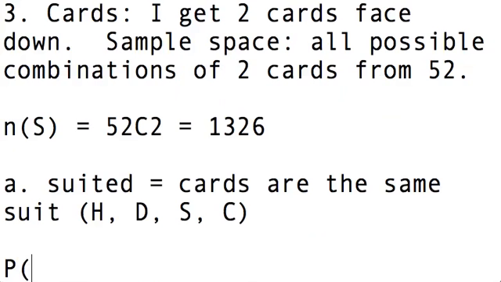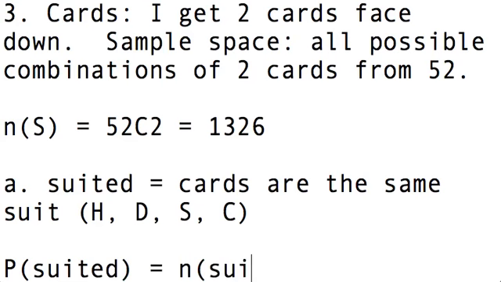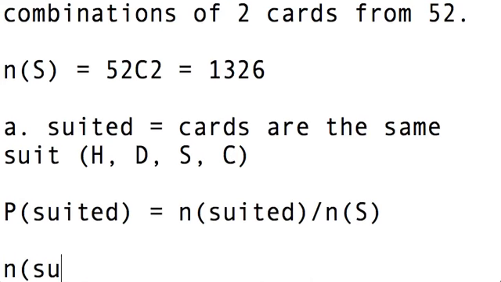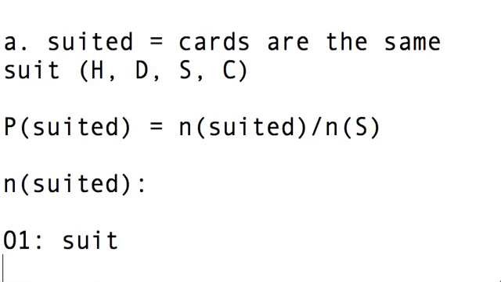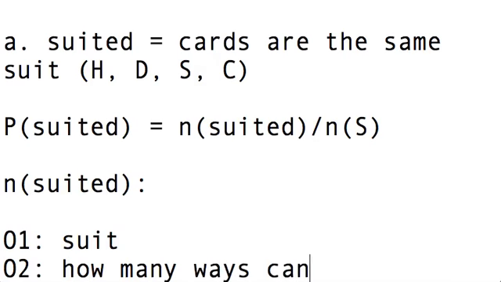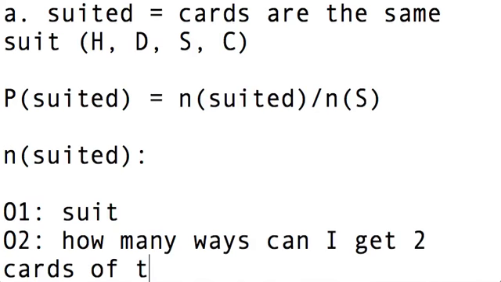Okay, so what is the probability that my cards are suited? Well, this is the number of ways that my cards could be suited divided by the total number of ways I can get my cards. Now, what are the total number of ways that my cards could be suited? Let's think about this. There are really 2 operations. The first operation is let's choose a suit, so all the possibilities for the different suits. The second operation here is how many ways can I get 2 cards of that given suit.